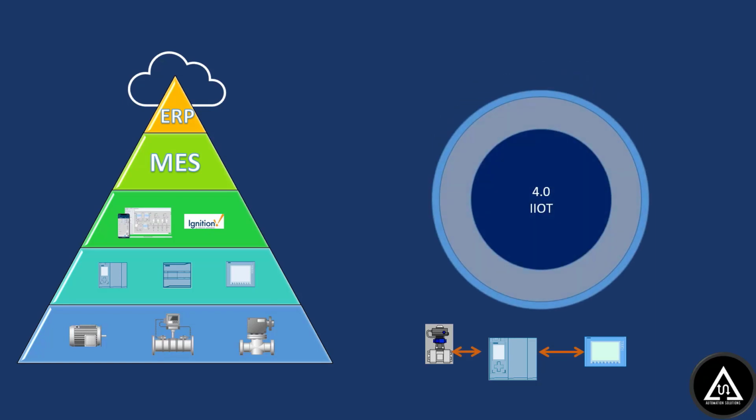The difference is now we will have something called the Structure 4.0, the Industrial Internet of Things. So we will have this unified namespace where every device will be connected to this unified namespace and give its data to that unified namespace.